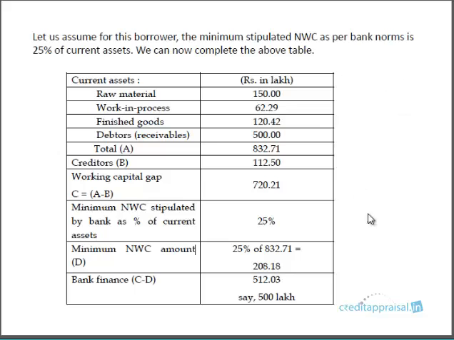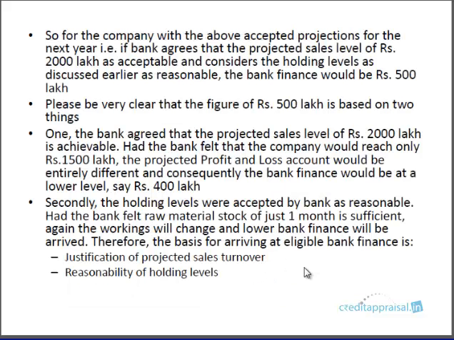Let us say 500. So for this company, based on these financials which we considered, 500 lakhs is the bank finance. We have arrived at the bank finance. You have to be very clear how we arrived at this 500 lakhs. There are two important points we considered. One, the bank has accepted the sales turnover of 20 crores, which the company has projected as achievable, and only then have we done the working. Second, we have assumed some holding levels.